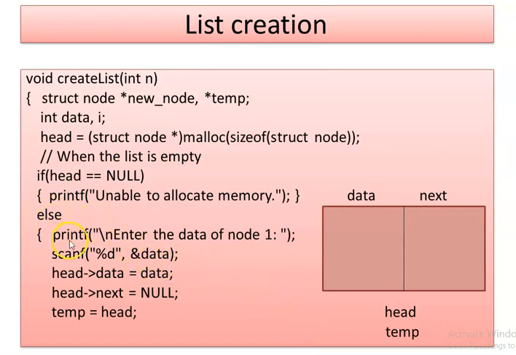So we are coming into the else part. We are entering data for node 1. We know that the function has been passed with value 4 as per our example exhibited in the figure. So 4 is the number of nodes in the list. So n will be having the value 4. We can have any value.